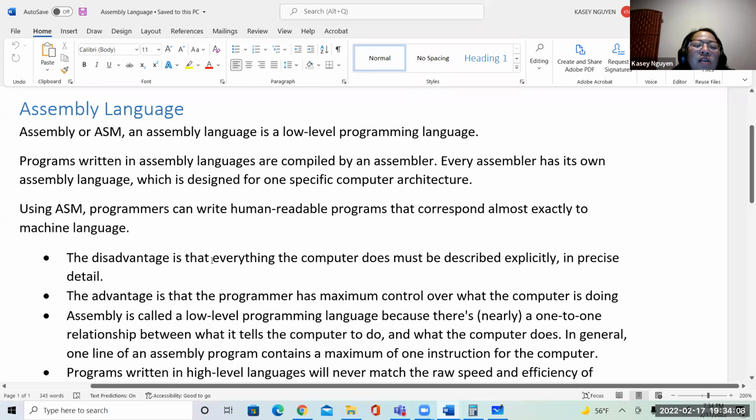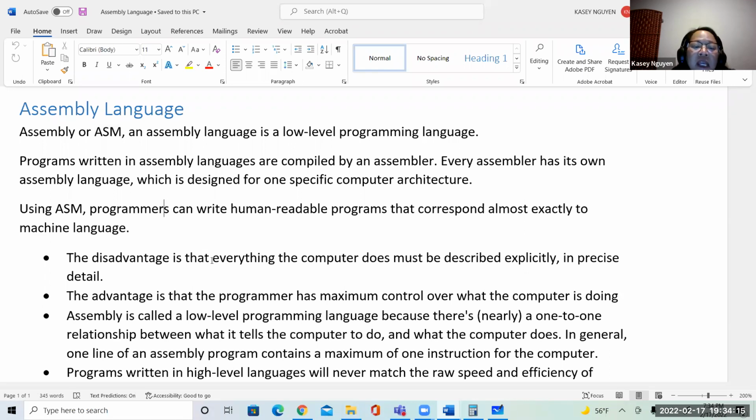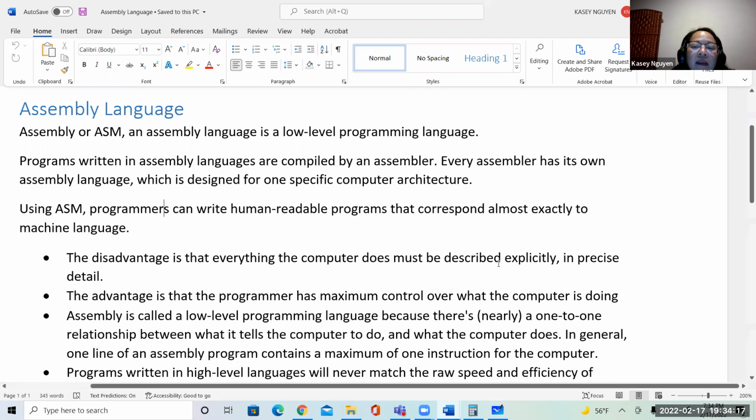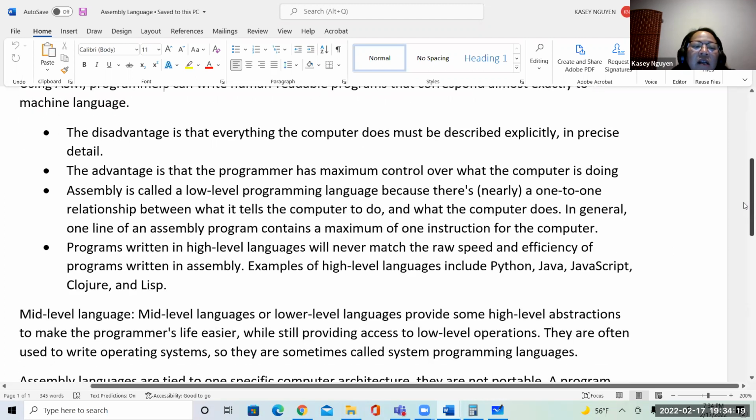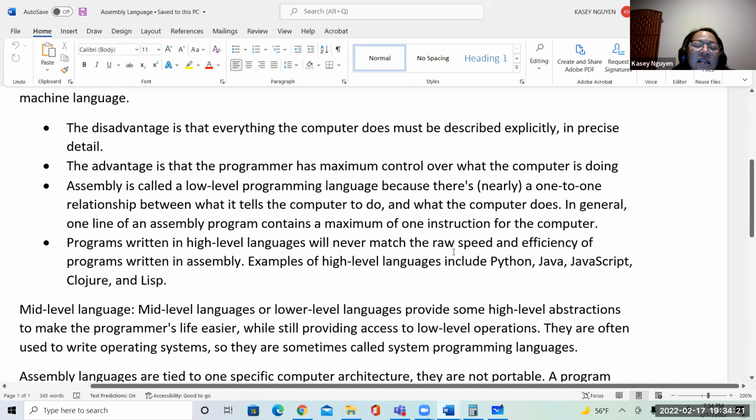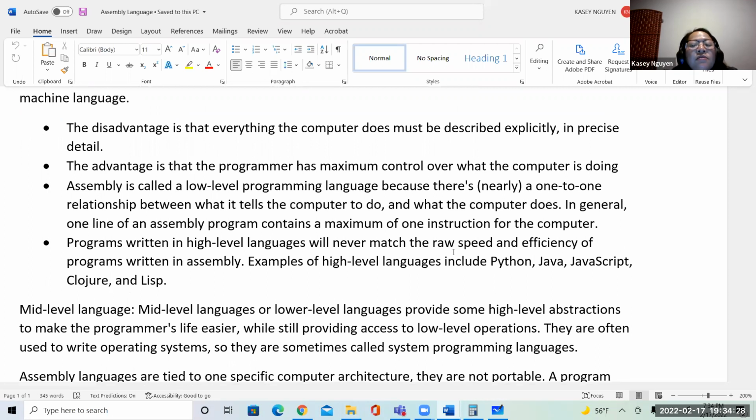So we use ASM to program in a human readable form that corresponds to exactly what the machine language would be. Now here it talks a little bit about this, and you find this document in your notes. The disadvantage of this is that everything needs to be explicitly described and it has to be very precise.